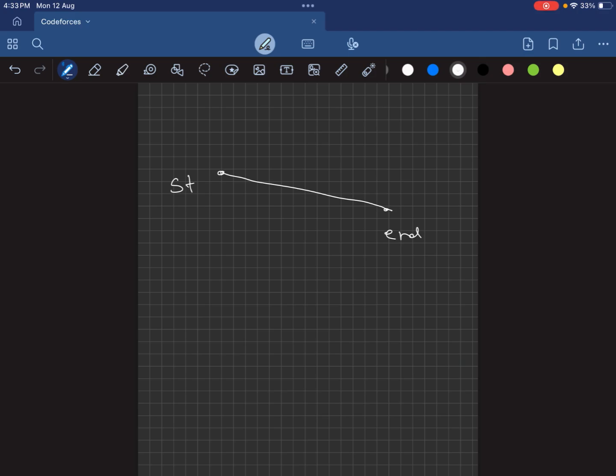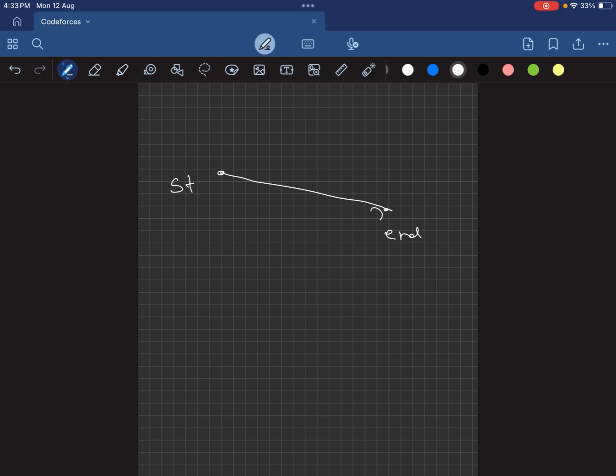Okay, now the question is, clearly, if any other circle's center lies closer to the end than our distance from the start to the end, it is clear that this circle's radius will reach the end faster than us. So if that's the case, we can directly print no.